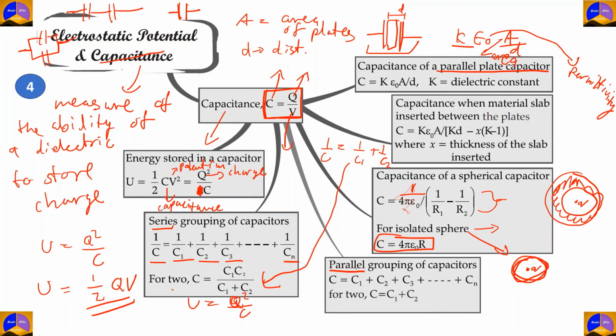What is the scenario in the parallel grouping of capacitors? In the parallel grouping of capacitors, the potential difference is the same as they're connected in parallel. Therefore, CV square is equal to C1V square plus C2V square and so on, which gives us the final formula. C is equal to C1 plus C2 plus C3 plus etc. up to Cn. And for two capacitors, C is equal to C1 plus C2.